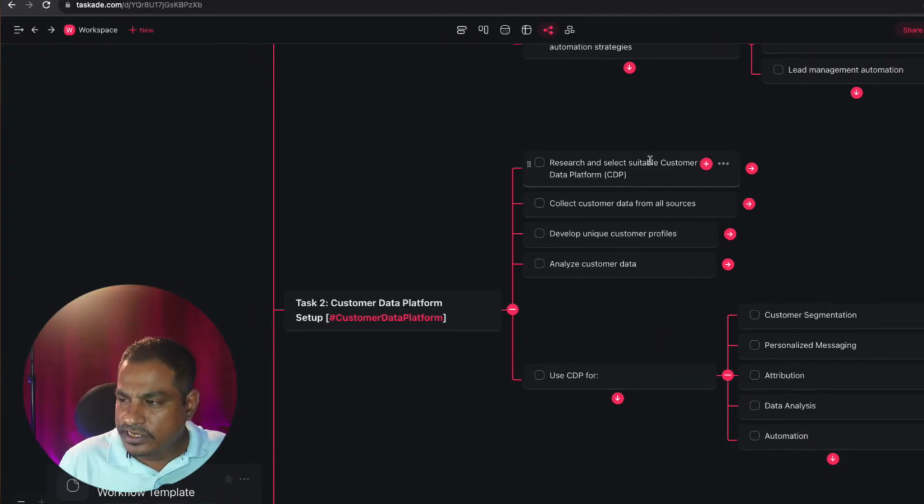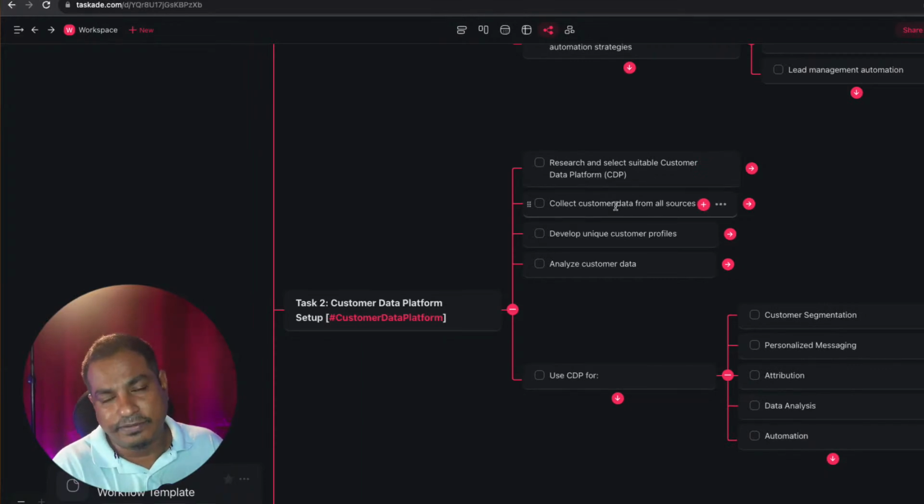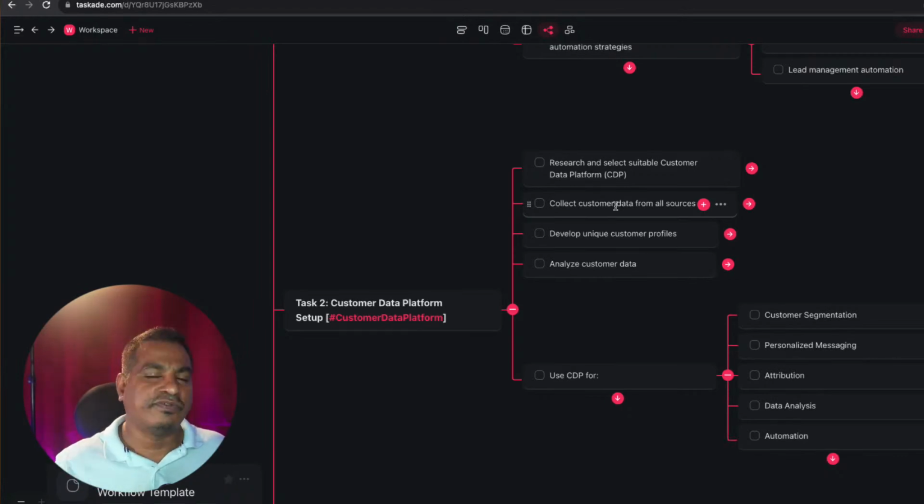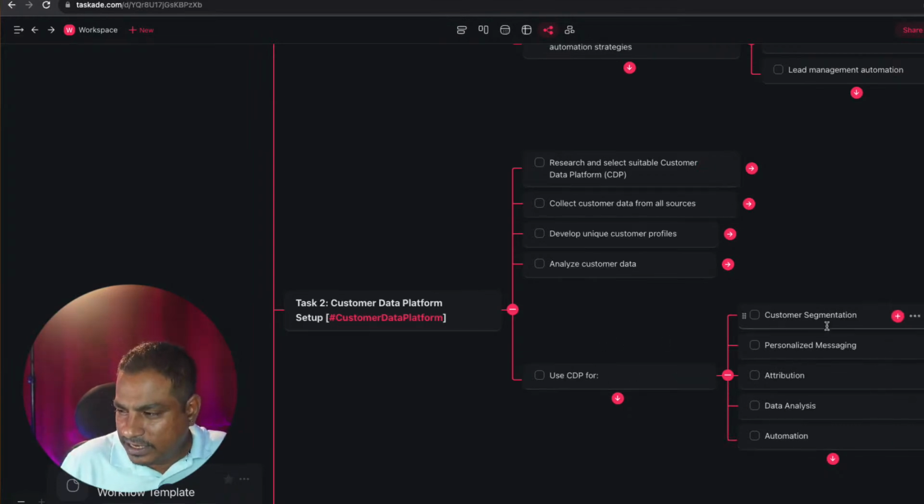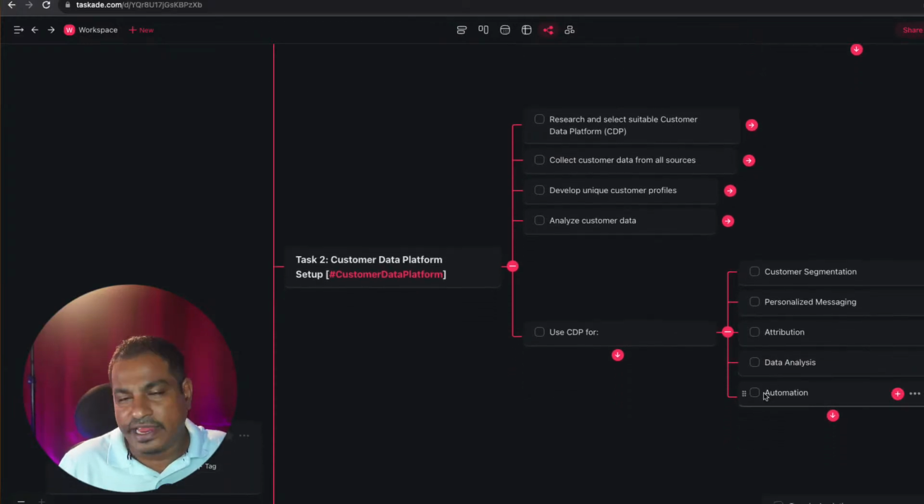Now, research and select a suitable platform, and collect the customer data from all sources. CDP is beautiful in a way that it gives you a unified approach, with data from all sources being centralized. Then it leverages the tools to segment the audiences. The segmented audiences will then be used for lead scoring and lead nurturing, right? Then, what should you use CDP for? Customer segmentation, personalized messaging, attribution, data analysis, and automation.